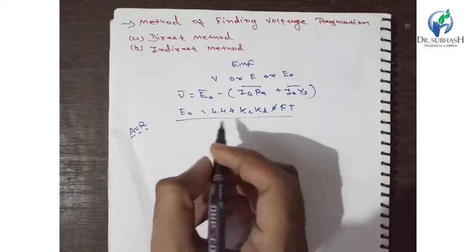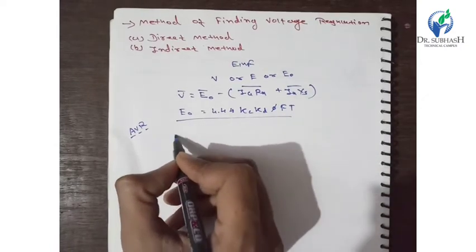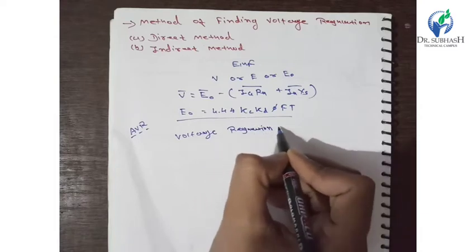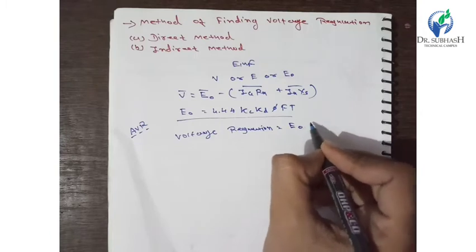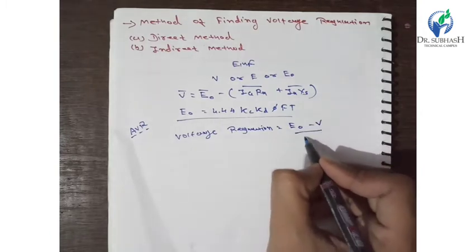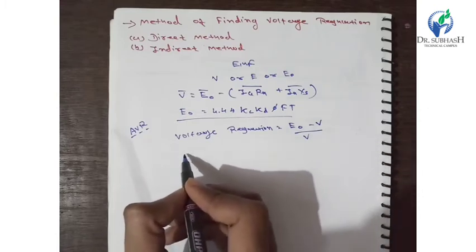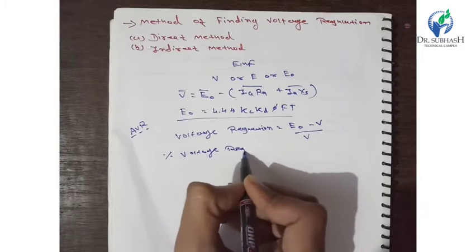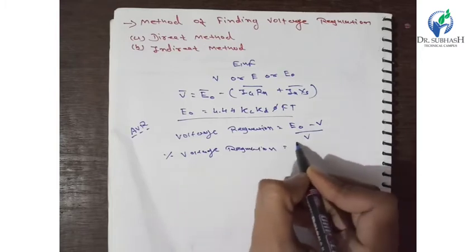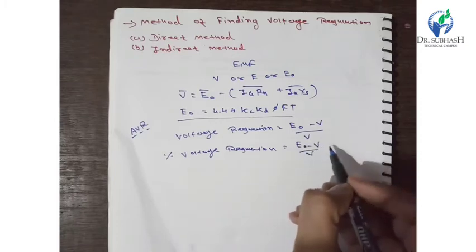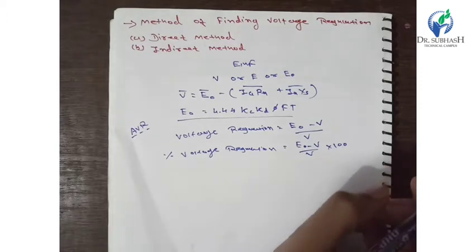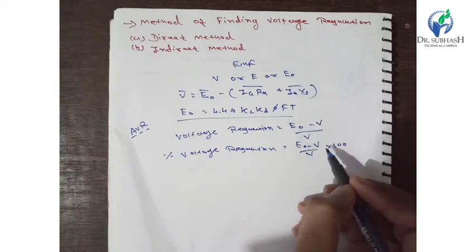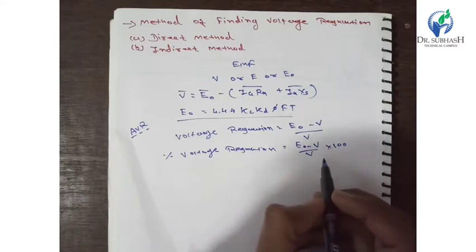So the voltage regulation is generally represented by the equation E0 minus V upon V. The percentage voltage regulation is E0 minus V upon V into 100, where E0 is the terminal voltage when the load is thrown off, and V is the terminal voltage under loaded condition.